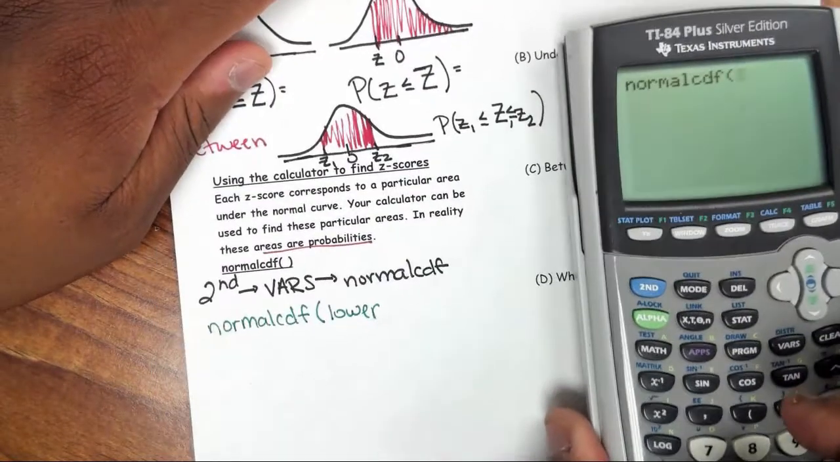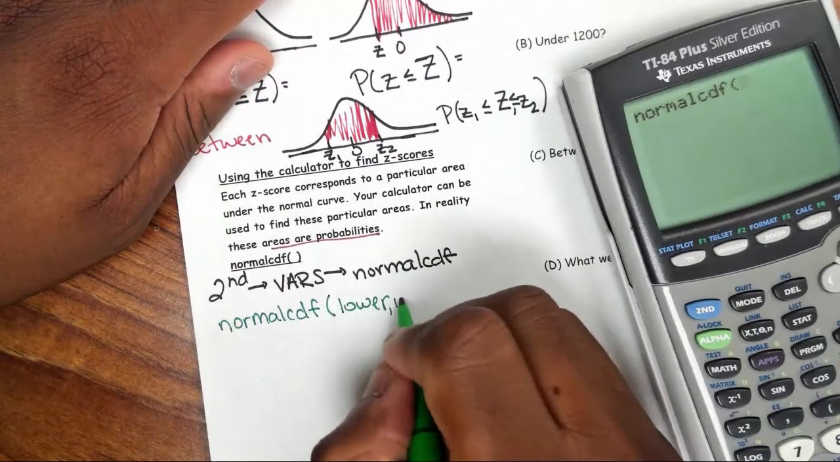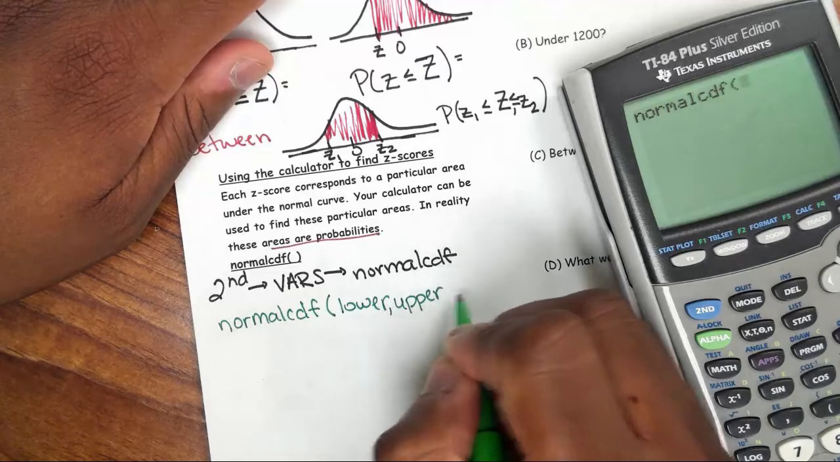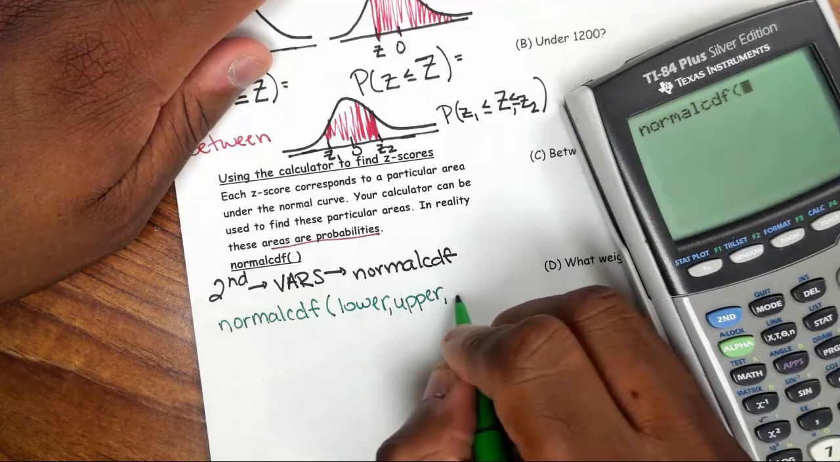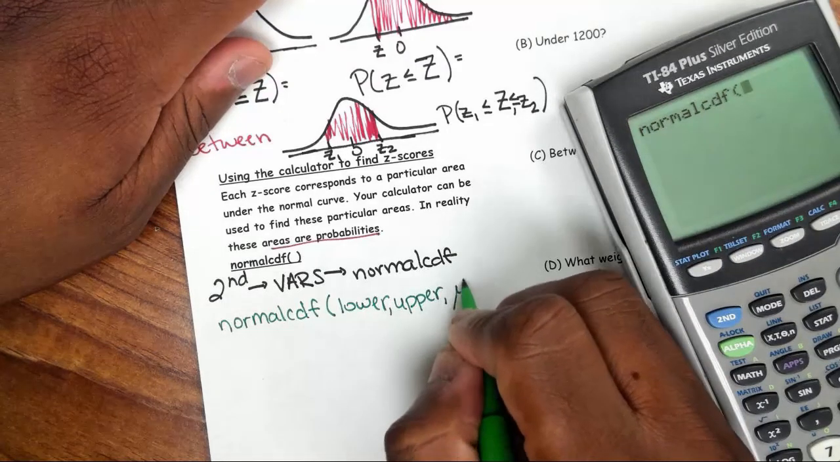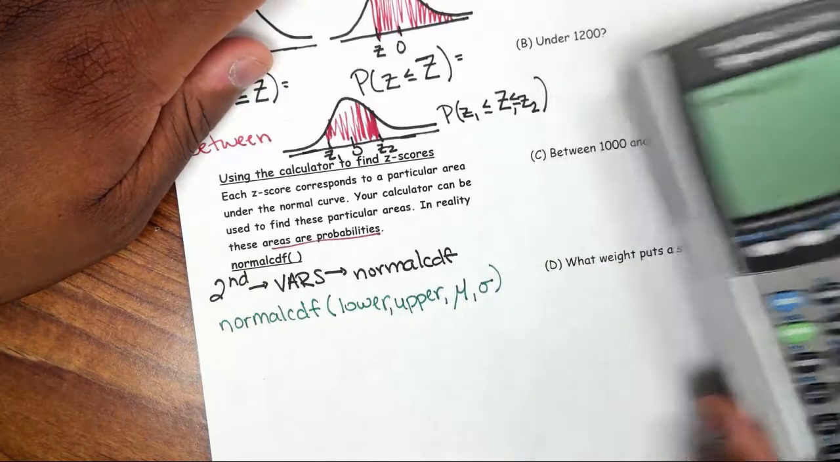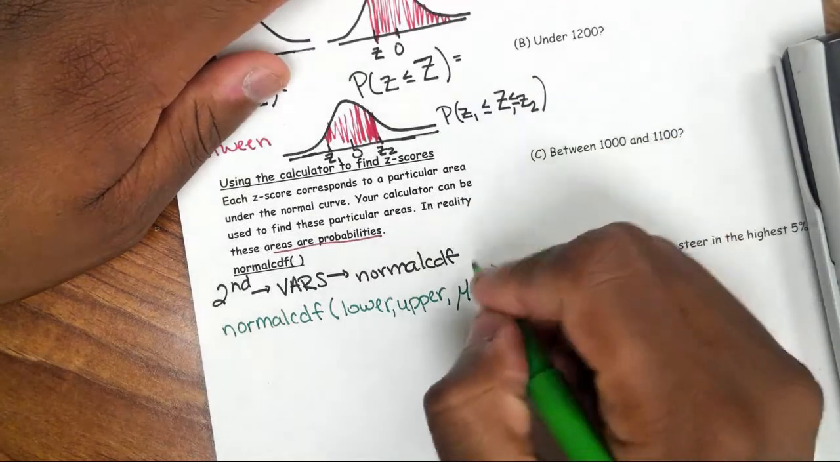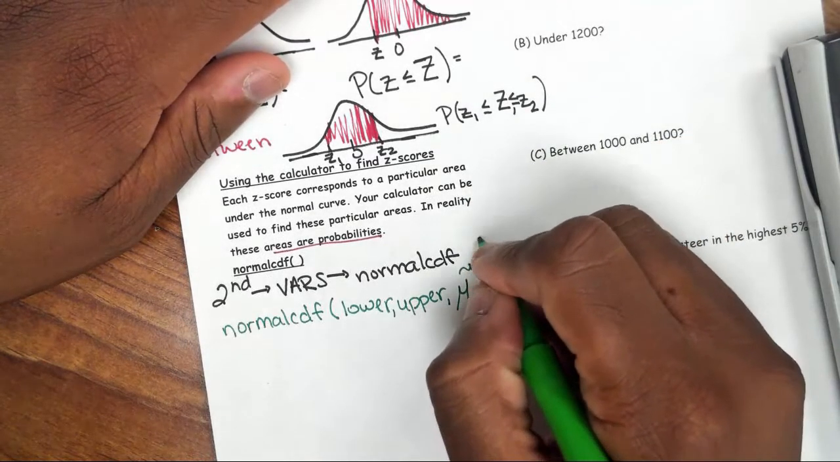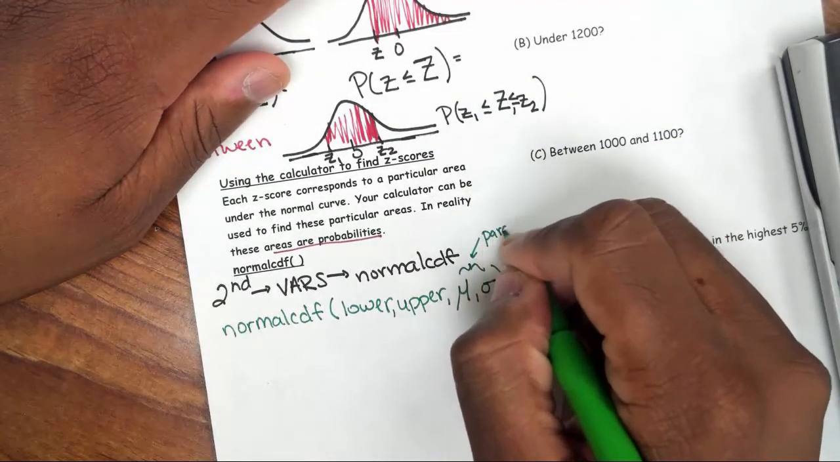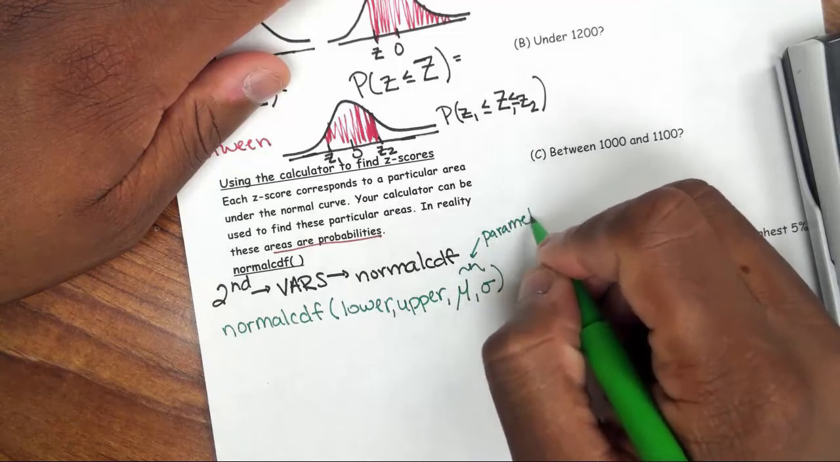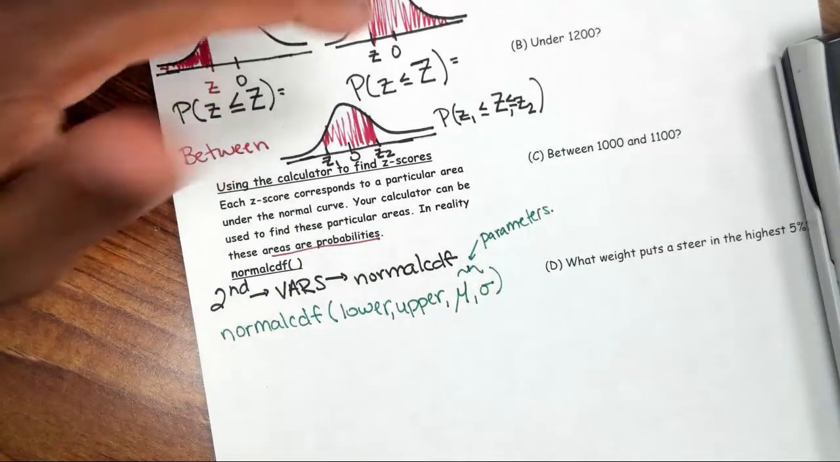Then it also wants the upper bound, whatever that may be. And then you can also specify a mu and a standard deviation. And remember, the mu and the standard deviation are the parameters of a normal distribution. So you'll have to know those.